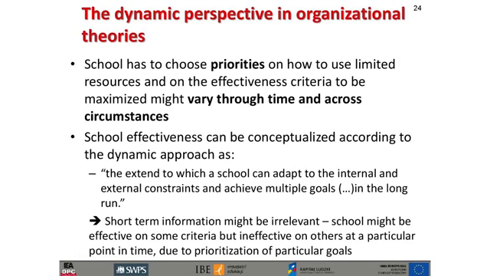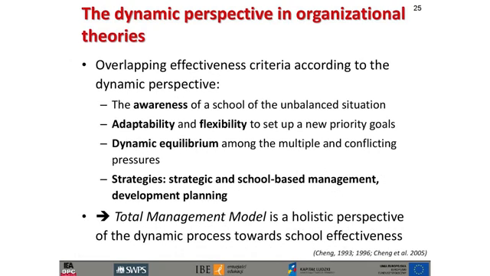Because school effectiveness can be conceptualized according to this dynamic approach as the extent to which a school can adapt to the internal and external constraints and achieve multiple goals in the long run. So, of course, short-term information like cross-sectional studies might be irrelevant or misleading, because a school might be effective on some criteria but ineffective on others at a particular point in time due to prioritization of particular goals.